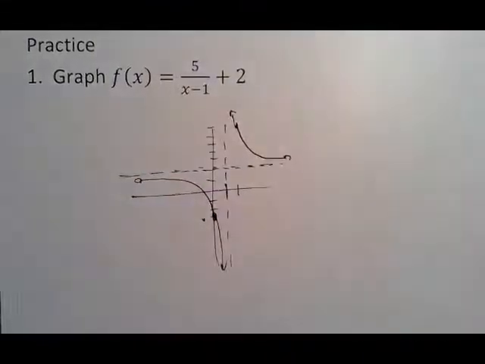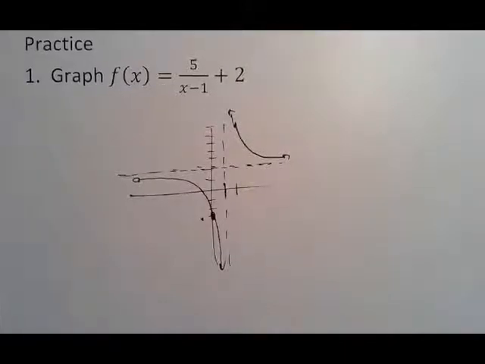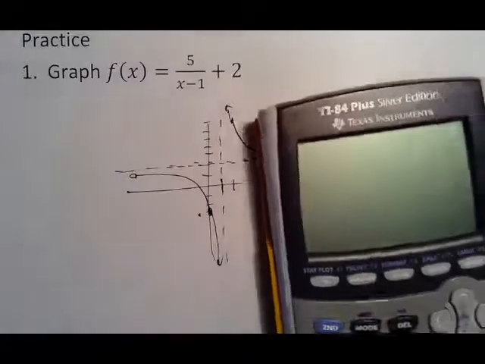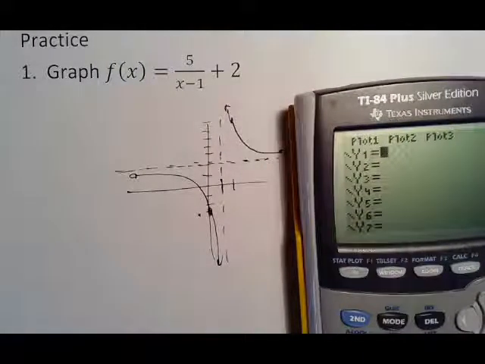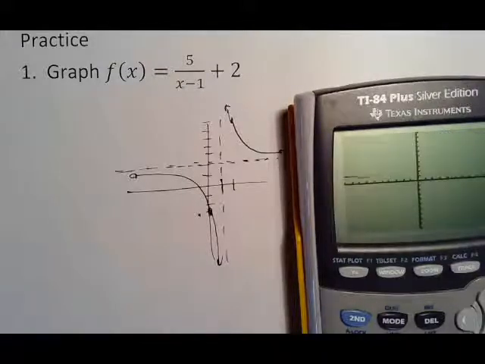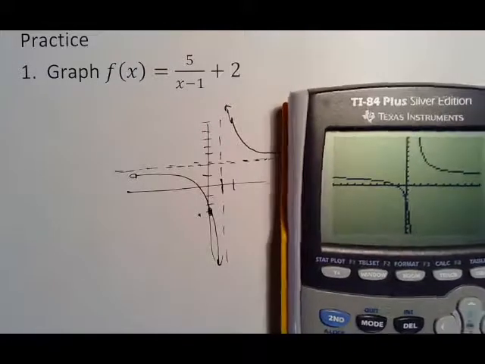Just again, don't forget to approach the asymptote as much as you can. But these pictures are not going to be great because we have really no clue as to what it looks like. Actually, we can, just to verify real fast. 5 over x minus 1 plus 2. And so it's not too far off.